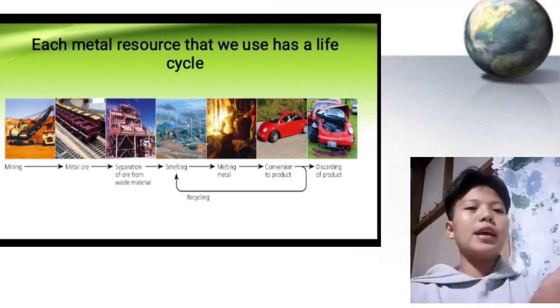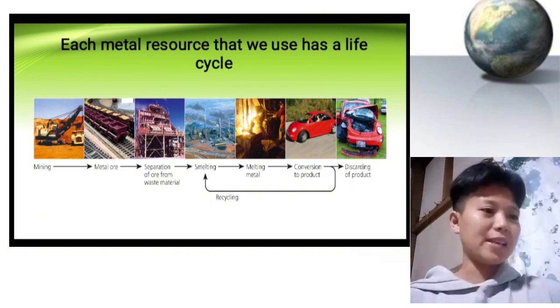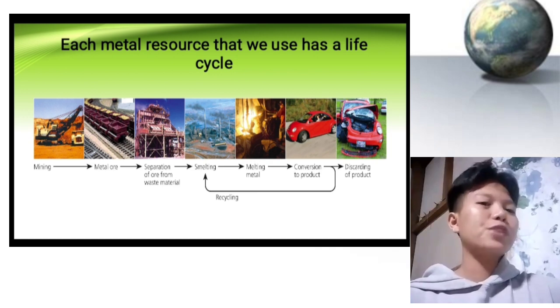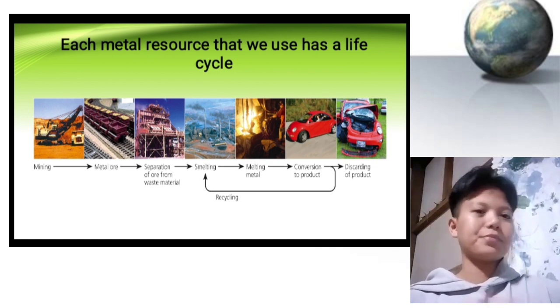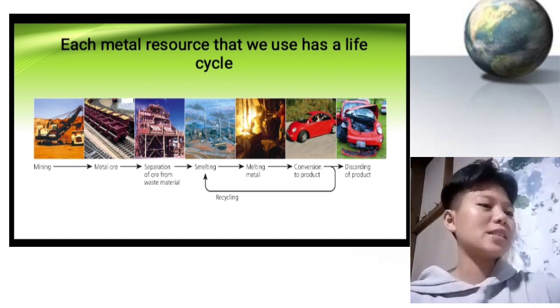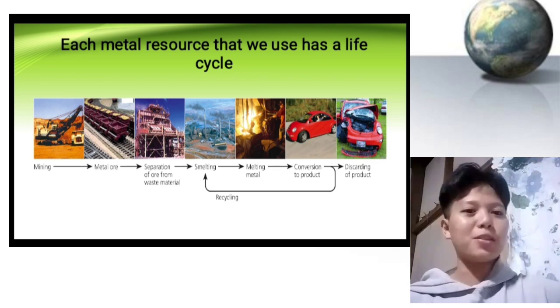availability. Each metal resource that we use has a life cycle, starting from mining, metal ore, separation of ore from waste material, smelting, melting metal, conversion to product, discarding of product, and recycling. This cycle emphasizes the importance of recycling to conserve natural resources and minimize environmental impact.